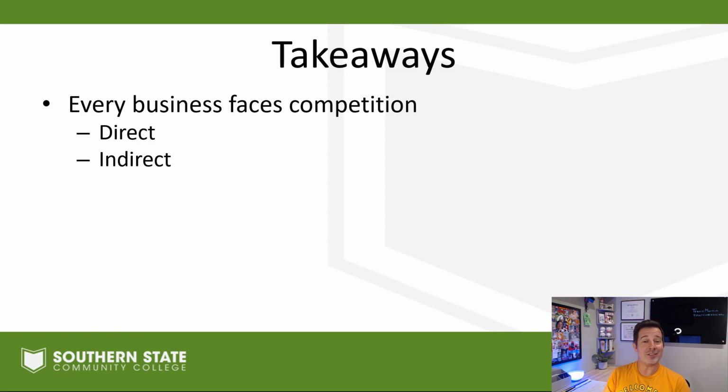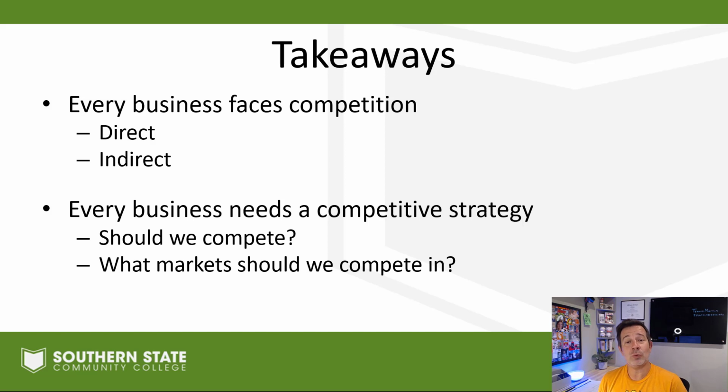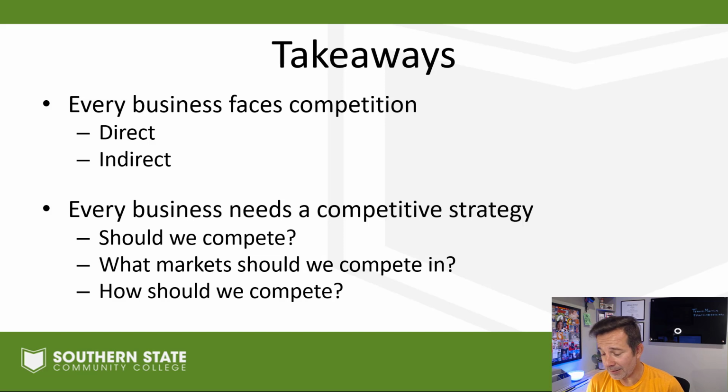If Kroger has a sale on ground beef or they get a special kind of ground beef, Wagyu ground beef from Japan, I would definitely rather go grab that and grill that up on my Weber Outback than get a McDonald's burger. Every business needs a competitive strategy. They got to be aware of what the competition's doing, and they got to be ready to react to it. They also have to answer our 3 questions. Should we compete? What markets should we compete in? And finally, how should we compete?